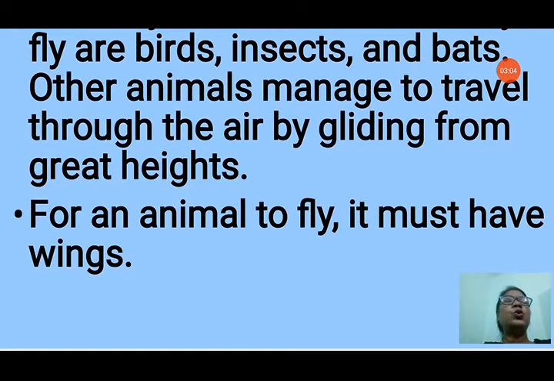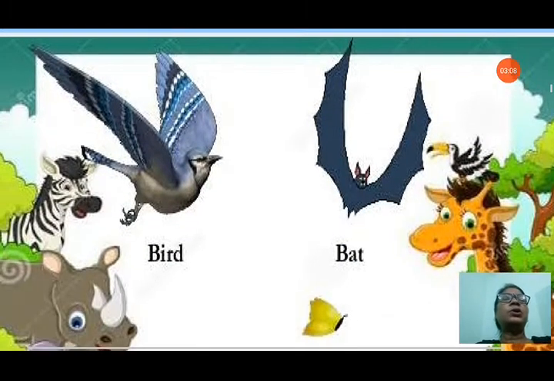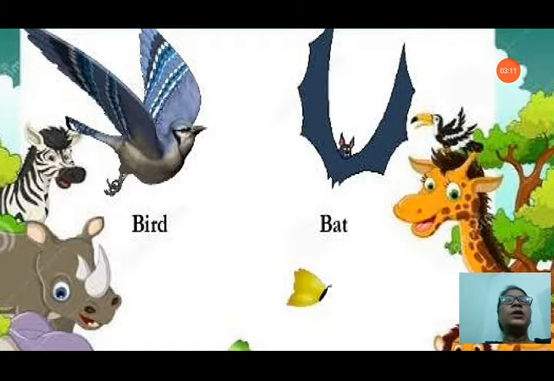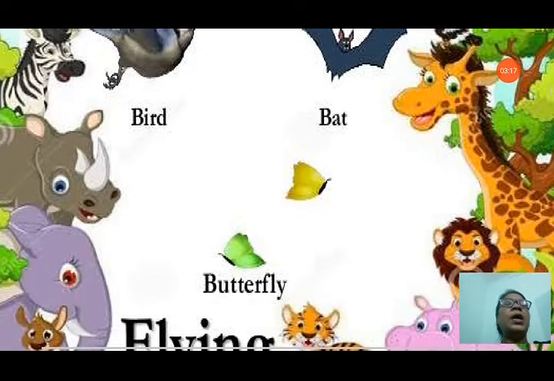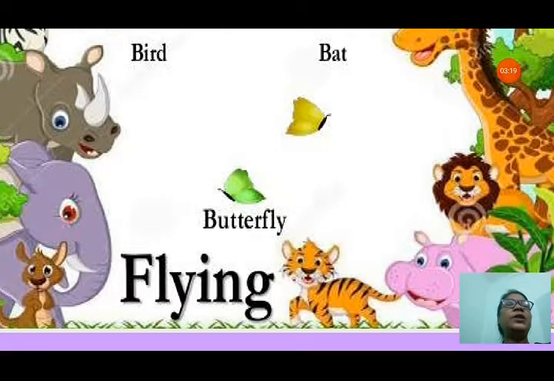So the animals that can fly have wings for flying. Let us see some animals that have wings. You can see birds; birds have wings. Bats also, you can see the stretched skin working like wings. Butterflies also have wings. Many insects have wings so that they can fly.